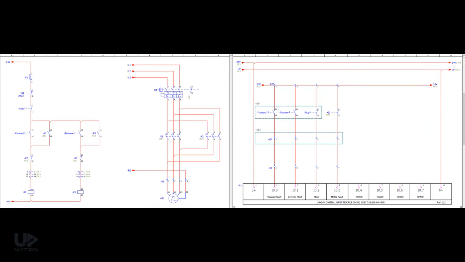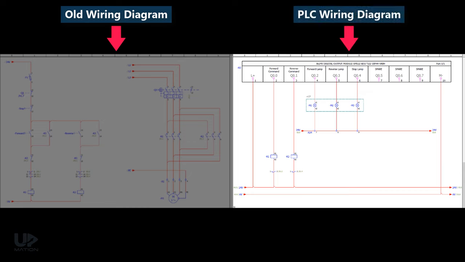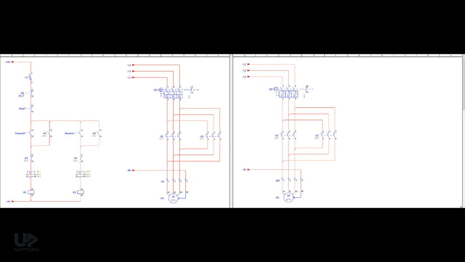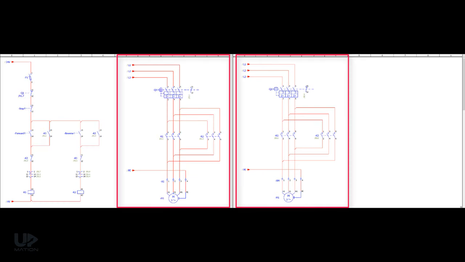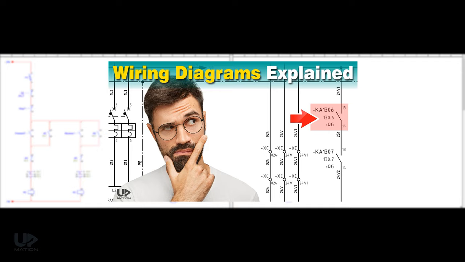To save some time, I've drawn the control circuits beforehand. This is the old wiring diagram, and this is the PLC wiring diagram. This power circuit is applicable in both systems without any changes. So now, let's compare the two control systems' wiring diagrams step by step. We have a video on how to read electrical wiring diagrams. I suggest checking out that if you haven't already seen it, as it helps you to get a better understanding of industrial wiring diagrams.